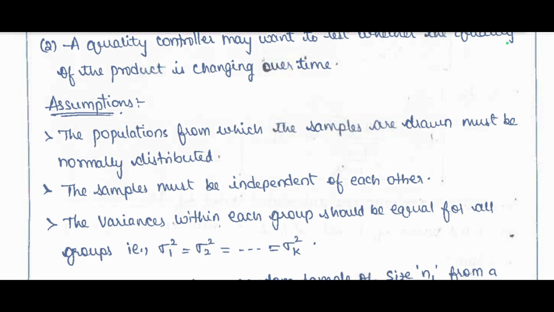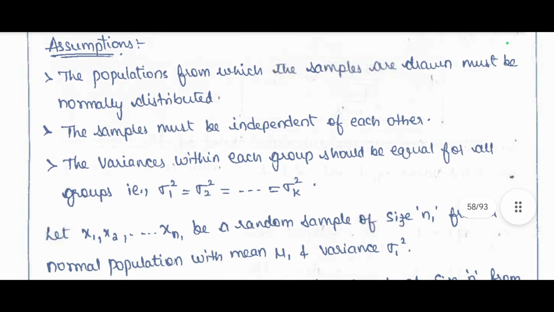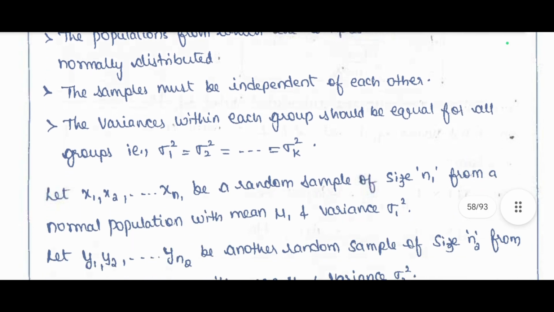Okay, assumptions for conducting the F test. The populations from which the samples are drawn must be normally distributed. The samples must be independent of each other. The variances within each group should be equal for all groups, that is, sigma 1 square is equal to sigma 2 square and so on, up to sigma k square.